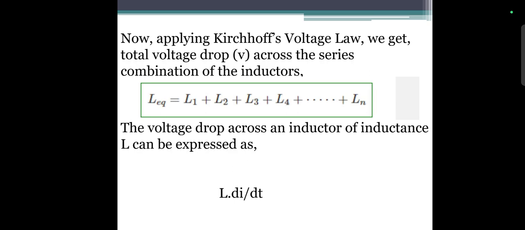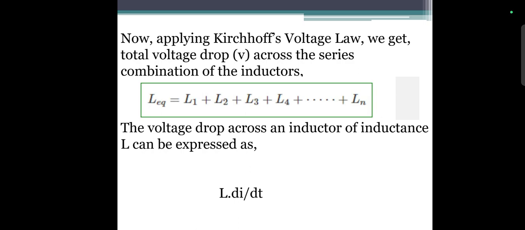Respectively. Now we apply Kirchhoff's voltage law. We get the total voltage drop V across the series combination of the inductors. This is the KVL we learned in the earlier classes. Let us now recall it: V is equal to V1 plus V2 plus V3 and so on. It is Kirchhoff's voltage law. Leq is equal to L1 plus L2 plus L3 plus L4 and so on, plus Ln.